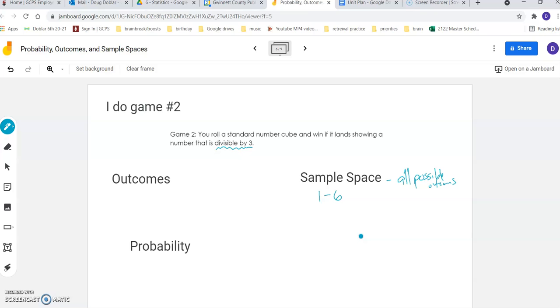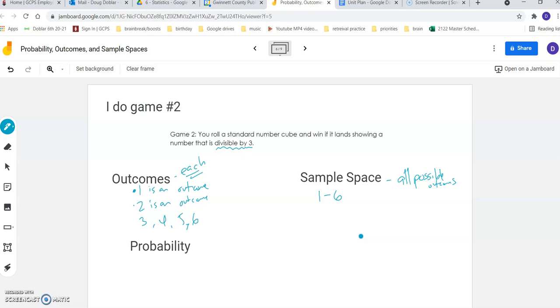Individual possibilities here: getting a 1 is an outcome, a single outcome. 2 is an outcome. So is 3. So is 4. So is 5. So is 6. So outcomes are individual. They're each thing. Sample space is all the possible outcomes together. They're similar, but they're related.